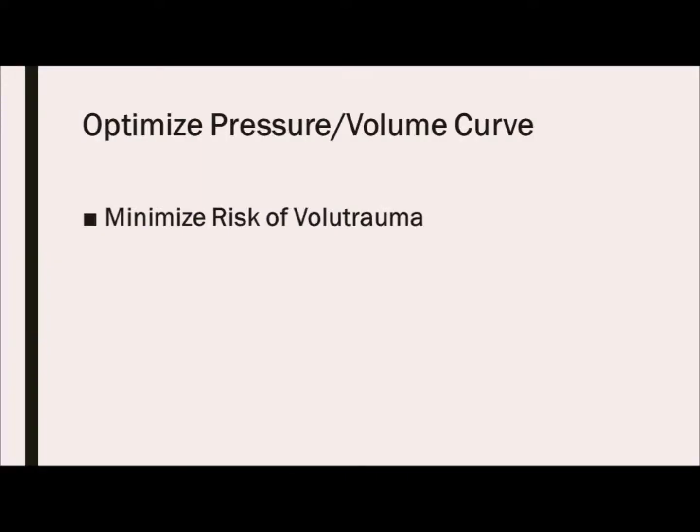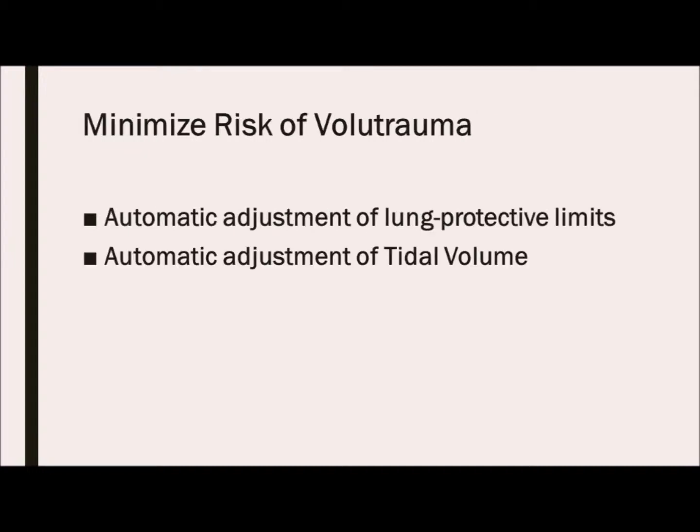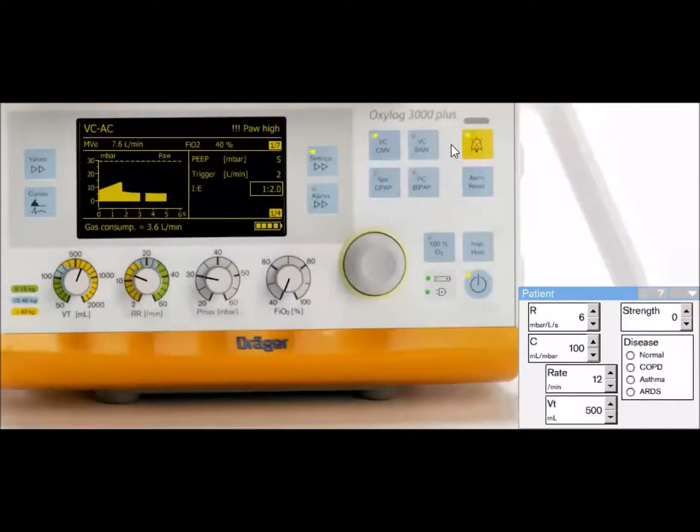In regards to optimizing the pressure and volume curve, the aim is to minimize the risk of volume trauma. To minimize the risk of volume trauma, does your mode allow for the automatic adjustment of lung protective limit? And does it allow for the automatic adjustment of tidal volume? When looking at our other objective with safety, to optimize the PV curve, our aim is to minimize the risk of volume trauma. Now, does volume control CMV with dual targeting allow for automatic adjustment of lung protective limit?